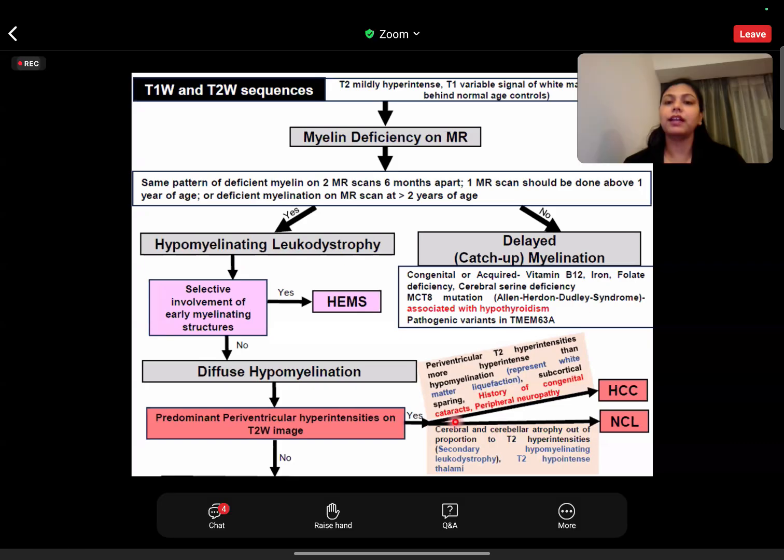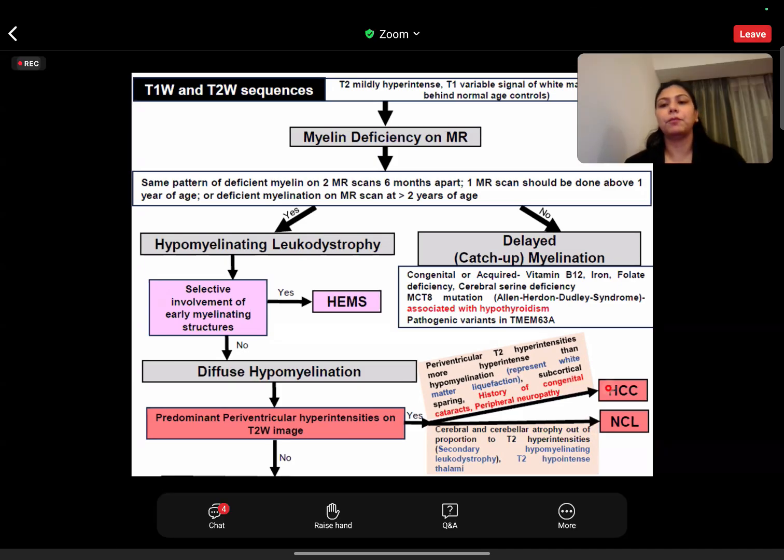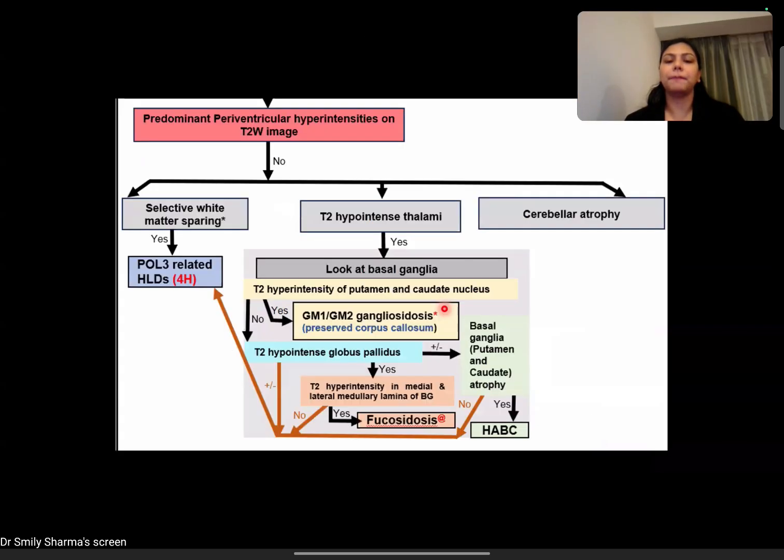And if periventricular hyperintensities are present in addition to diffuse hypomyelination with congenital cataracts and peripheral neuropathy, it can be hypomyelination with congenital cataracts. Now, if they are not there, then we again move to other patterns of diffuse hypomyelination. If there is selective sparing of the white matter, these are POLR3-related hypomyelinating leukodystrophies. If no, then we should look at whether there is hypointense thalami. If hypointense thalami is present, then look at the basal ganglia, and depending upon different involvement, different differentials can be put. And if again no, then look at the cerebellum.